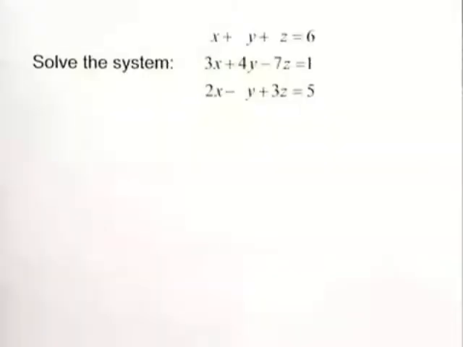Let's solve a system involving three variables. All right, there it is in all its glory here. x plus y plus z equals 6. 3x plus 4y minus 7z equals 1. 2x minus y plus 3z equals 5.